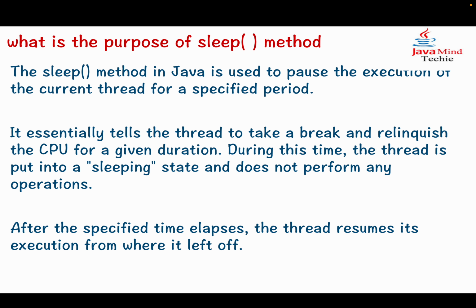It essentially tells the thread to take a break. If you call the sleep method, the thread takes a break and relinquishes the CPU for a given duration. During this time, the thread is put into sleeping mode. If you pass 5 seconds, the thread will be in sleeping mode for that much time, and in that period the thread cannot perform any task. That is what you need to understand.